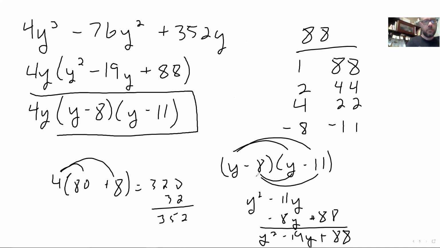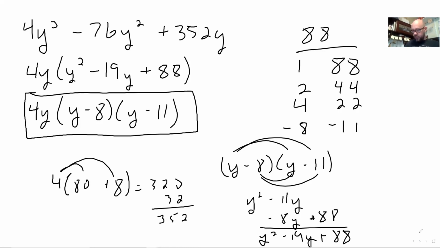So pulling out your greatest common factor makes things a lot easier. Now, sometimes you're not in the easy case. Sometimes there's just a coefficient in here which makes things a lot harder.